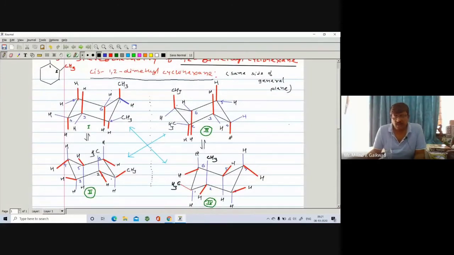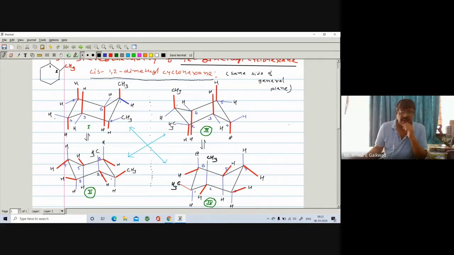In both cases, you'll find that one of the methyl groups is axial and the other is equatorial. If you take any structure, you'll find that one methyl is axial and the other is equatorial. So if you see the energy of this compound, the methyl group is at position carbon 1, then 2, and then 3. So the hydrogen on carbon number 3, these bonds are parallel, they are nearer.